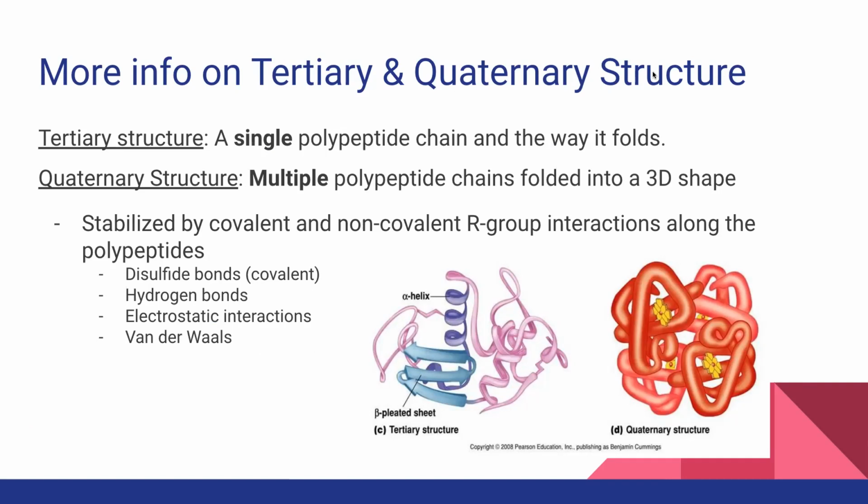Tertiary structure is a single polypeptide chain and how it folds. Quaternary is multiple polypeptide chains and how they fold in the 3D shape. And like we just talked about, there's different types of atom interactions that will hold protein structures together, going from the way the protein folds to the way the protein interacts with other proteins.